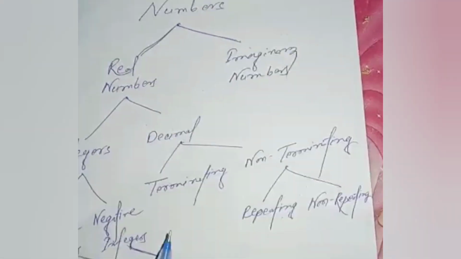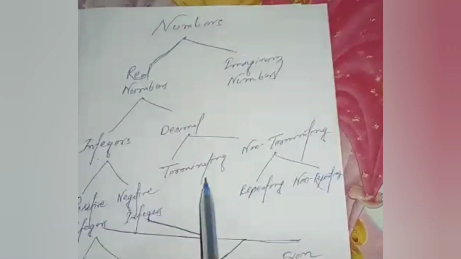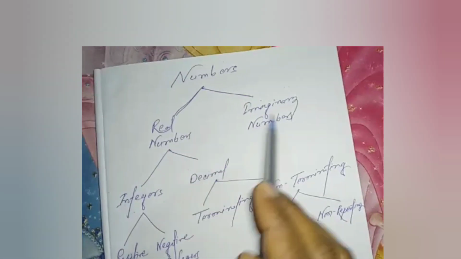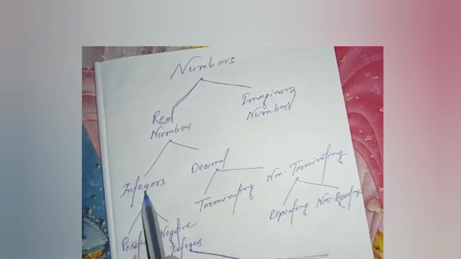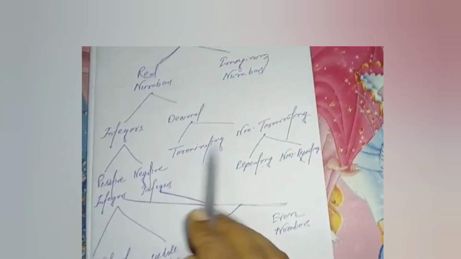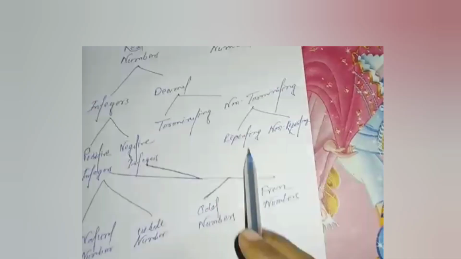So here I have made a chart of all the numbers, and I just want to read out the numbers and then I will describe. Numbers can be classified into 2 divisions: real numbers and imaginary numbers, and real numbers into integers and decimals. Decimals into terminating and non-terminating, and non-terminating into repeating and non-repeating.